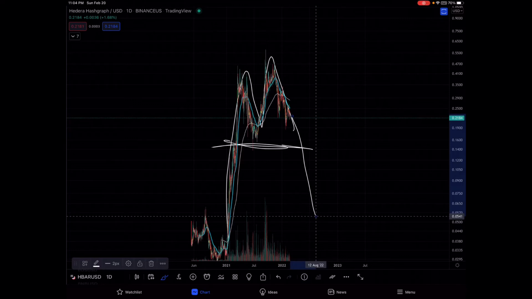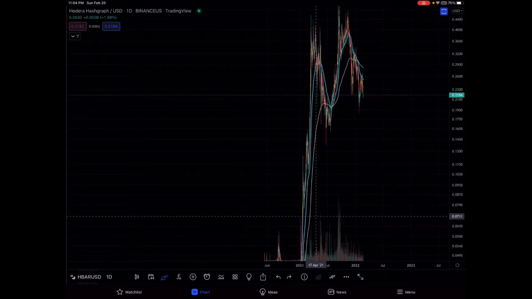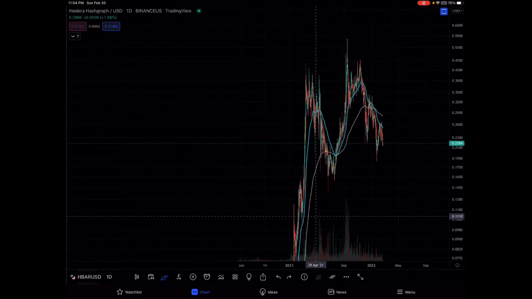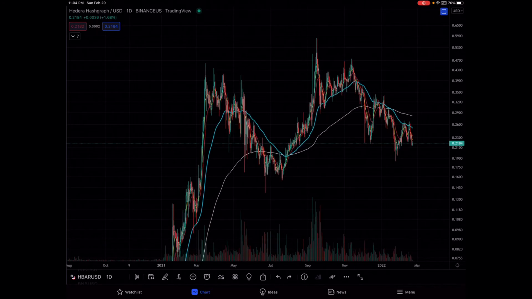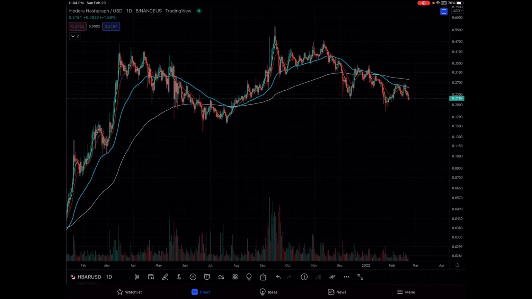I think this is H-bar, Hedera Hashgraph. Pretty sure it's H-bar. Anyway, I just grabbed one. I don't actually trade this one. Nothing against it. It's just not. I only trade what I'm used to and what I'm familiar with. I'm not very familiar with what this is, but the patterns should all work the same.